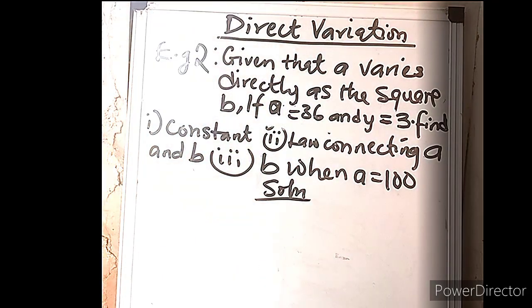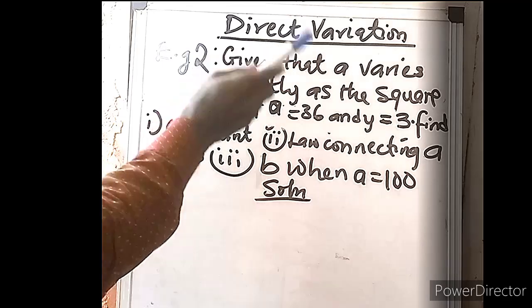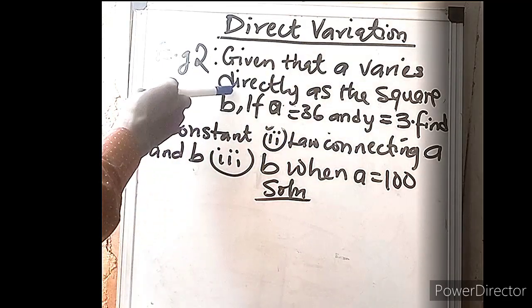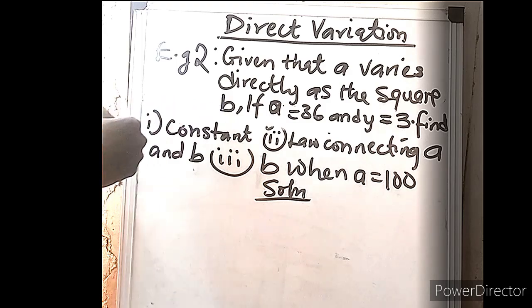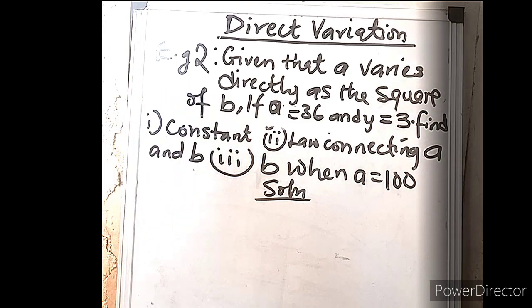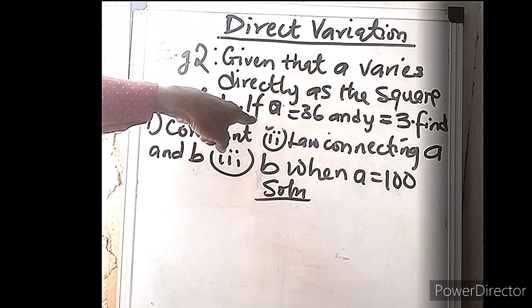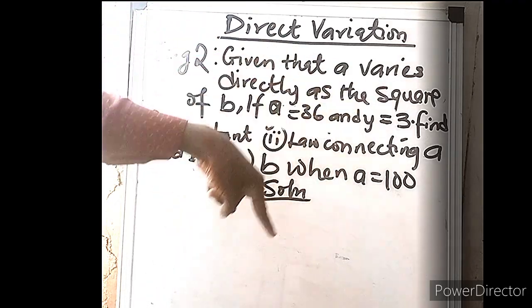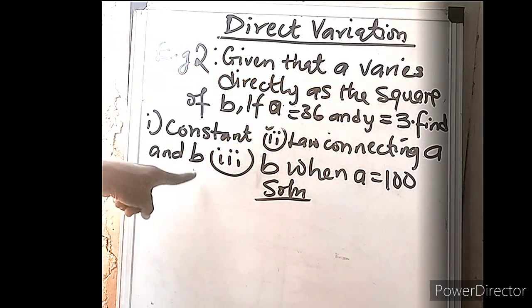Okay, quickly we want to take example 2, still on direct variation. So look at question number 2. Given that A varies directly as the square of B, if A is 36 and B equals 3, find the constant, the law connecting A and B, and B when A equals 100.